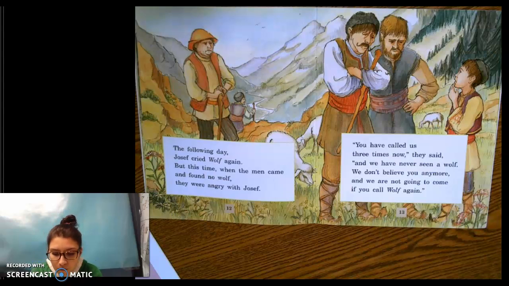Joseph: Wolf, wolf, the wolf is coming! Narrator: But this time, when the men came and found no wolf, they were angry with Joseph.